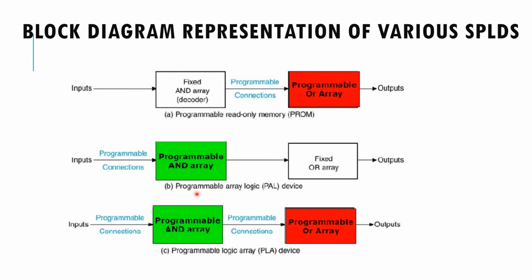Whereas programmable array logic is a device where we are giving inputs to the programmable AND array, that is in turn given to a fixed OR array, which in turn leads to outputs. The last one is programmable logic array. Here in this device, the inputs are given to a programmable AND array, and those outputs of the programmable AND array are given to a programmable OR array, which in turn provides us the output. So these three are the block diagrams for the various SPLDs which we are going to use.